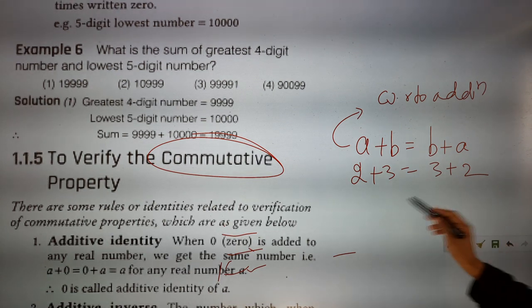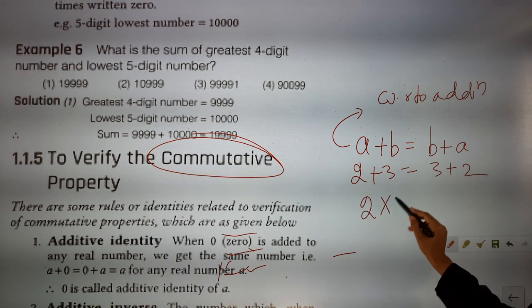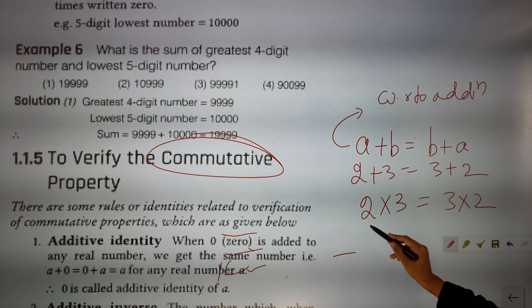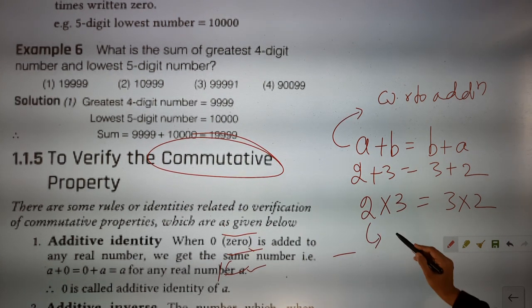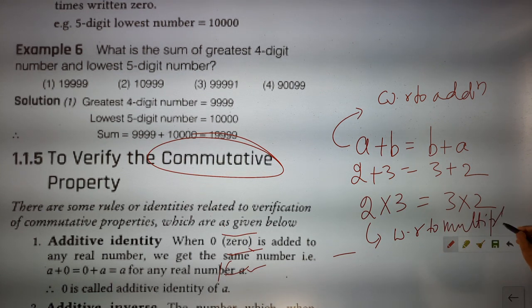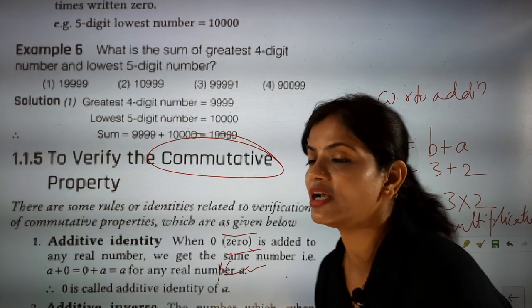Same way, if it is multiplication, then 2 into 3 will become 3 into 2. So this will be called commutative property with respect to multiplication.